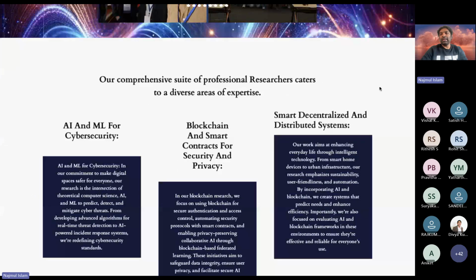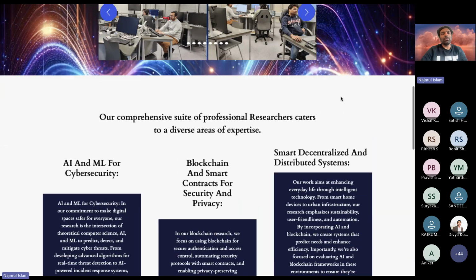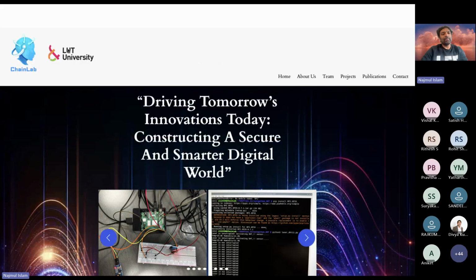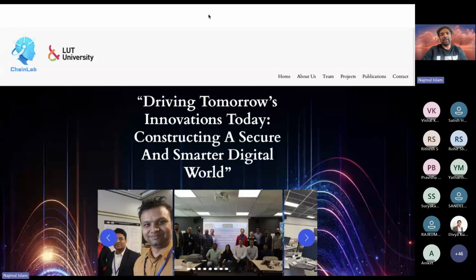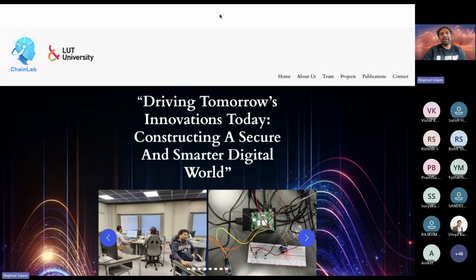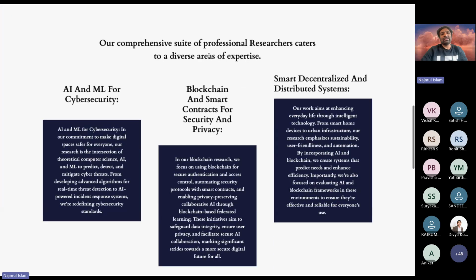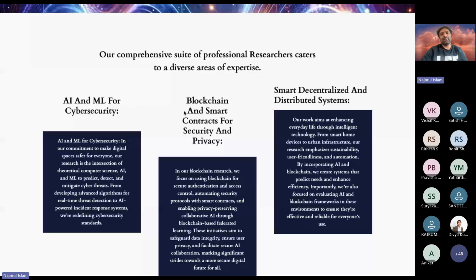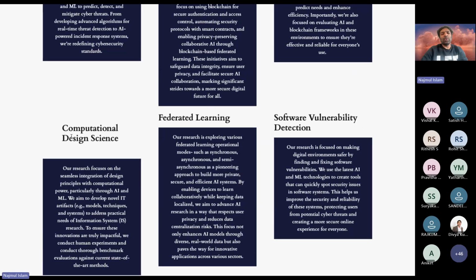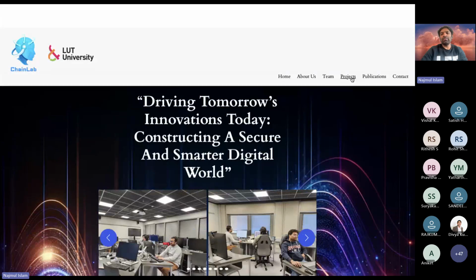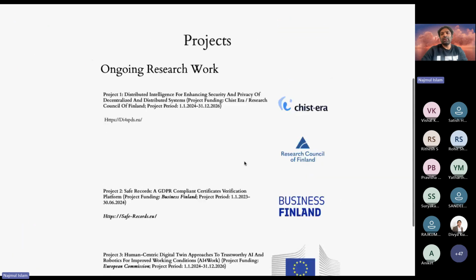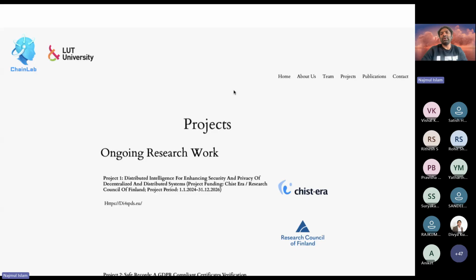By the way, yesterday I also promised that I will show you our lab, ChainLab, which is a blockchain lab, and what kind of things we are doing. This is the lab website, chainlab-finland.eu. As you can see, we are doing AI and machine learning for cybersecurity, but also blockchain and smart contracts for security and privacy, and then smart decentralized and distributed systems. And then computational design research and federated learning. All these new things we are doing, and here you will find what kind of projects we have at the moment, and publications and team.